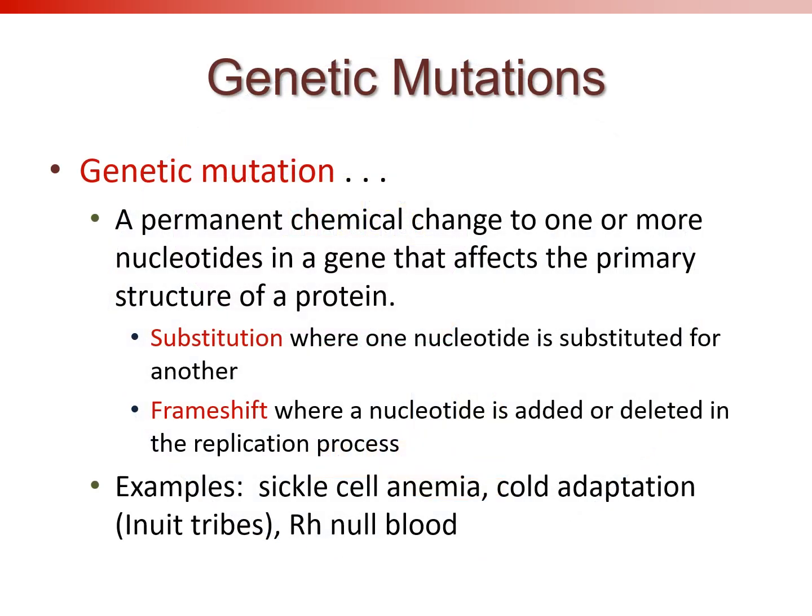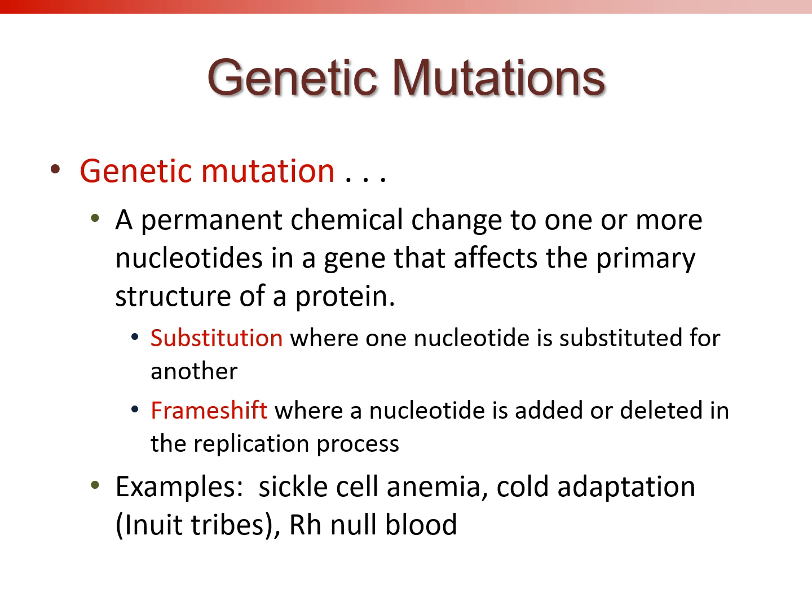All right, what happens when things go wrong? Well, you get something called a mutation. A genetic mutation is a permanent chemical change that happens within the nucleotide sequences, and it affects the primary structure of the protein because it's affecting just that amino acid sequence. A couple of different things can happen. You can have a substitution, where one nucleotide gets substituted for another. Or you can have what's called a frame shift, where a nucleotide gets added or deleted, which will throw the entire replication process off and can lead to something new.